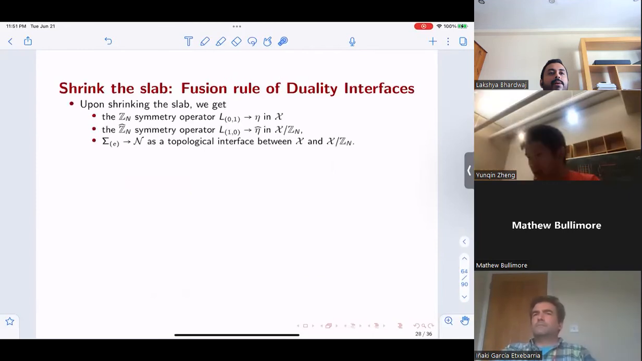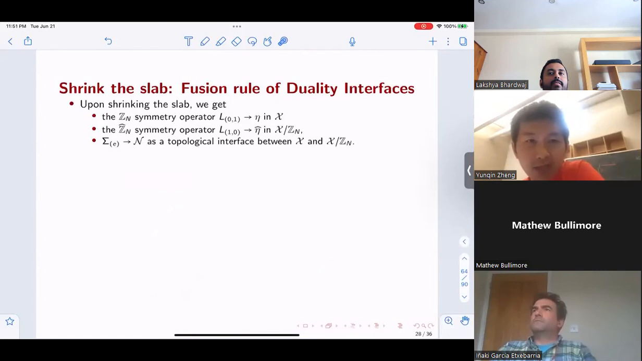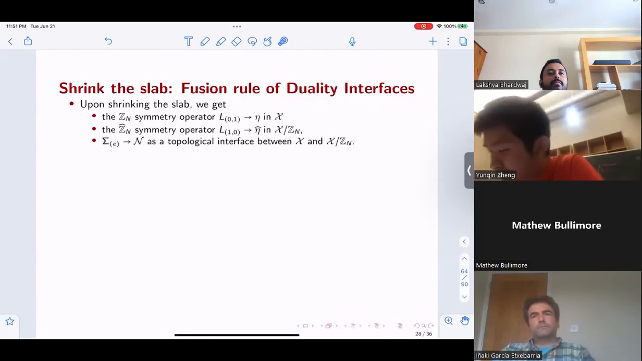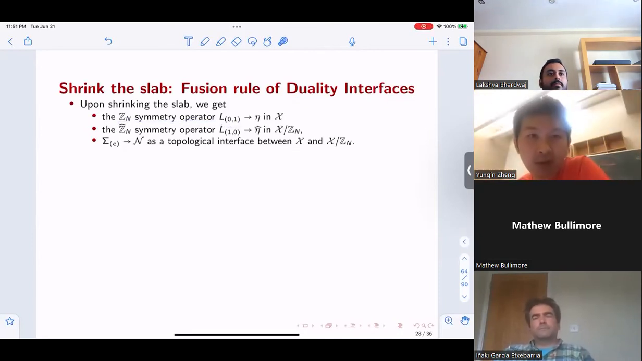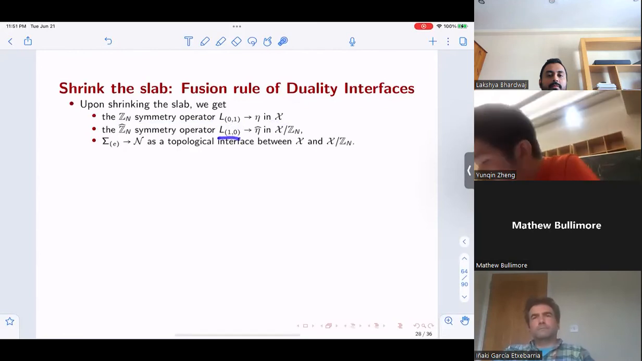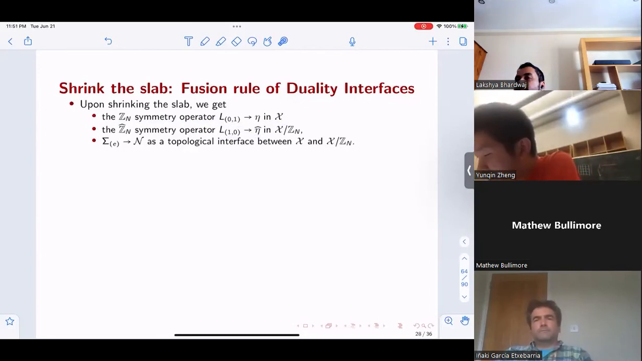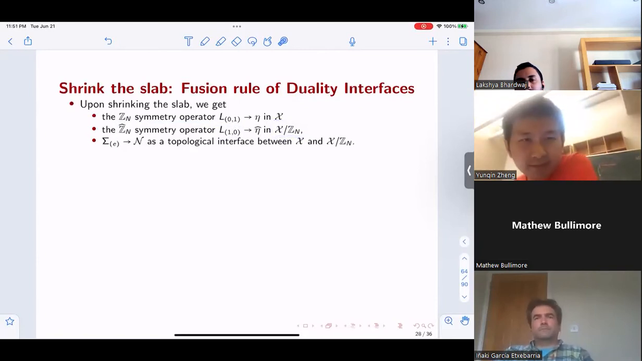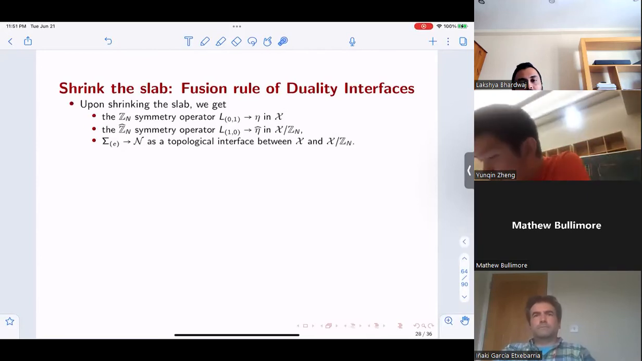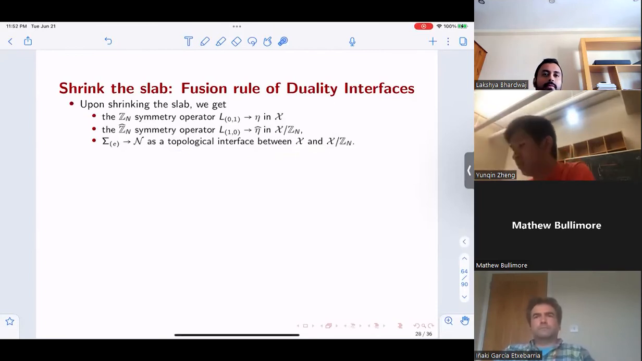Okay, so having discussed the fusion rule of the twisted defect, let's shrink the slab and talk about the fusion rule of the duality interface. So upon shrinking the slab, we get this. As we mentioned, the Zn symmetry generator is given by the 1, 0, 1 line, which we will denote as eta in the series X. And the 0, 1, 0 line will become a symmetry generator for the dual quantum symmetry in the gauged series. And the twisted defect upon shrinking will provide us a topological interface between the two series, X and X mod Zn.